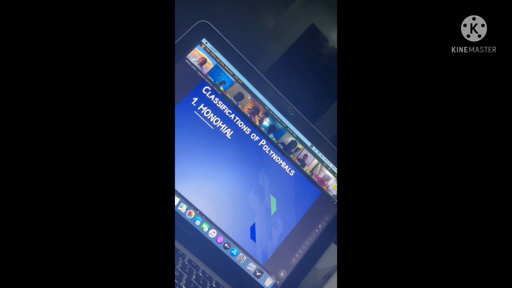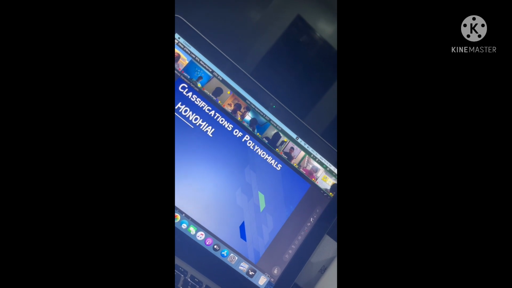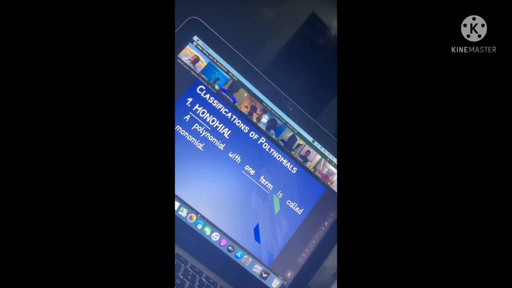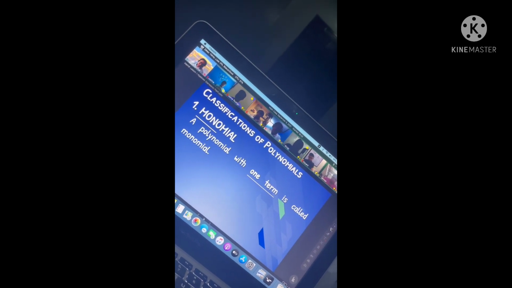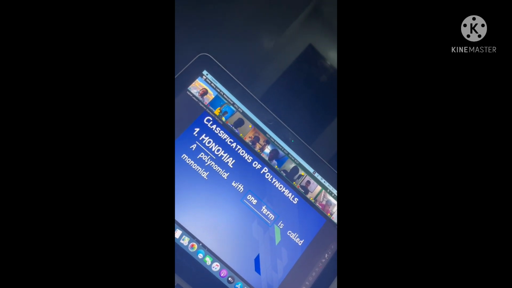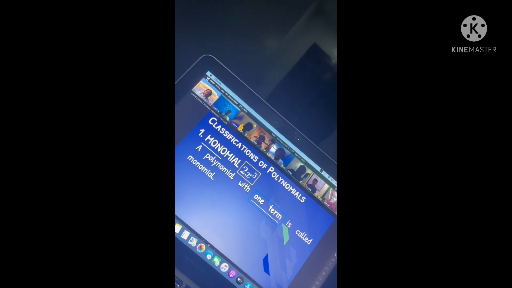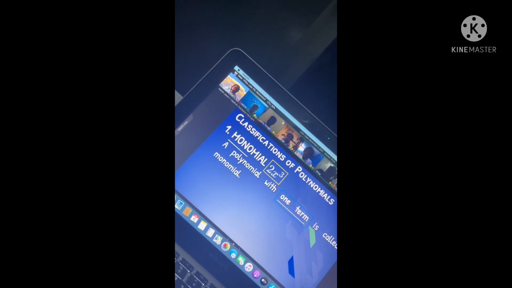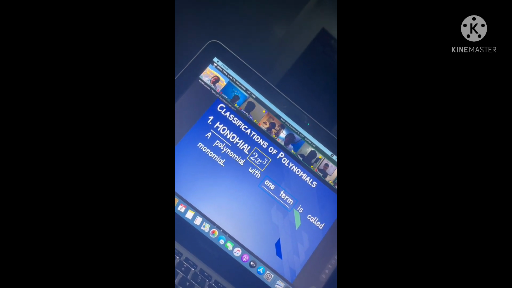Monomial. So the first one is monomial. Mono means 1, okay? Mono means 1. So, a polynomial with one term is called monomial. Yes, Justin. So, for example, here it is 2x cubed. So, this is only one term. Mag-isa lang siya. Wala kang makikitang plus or minus.